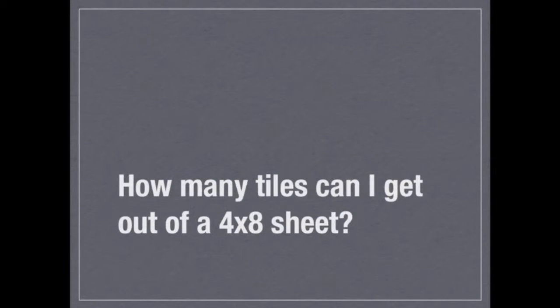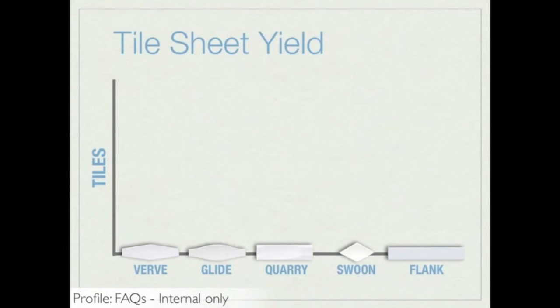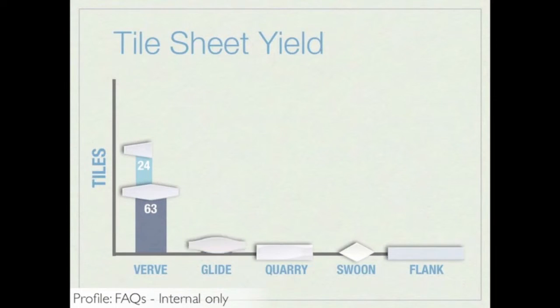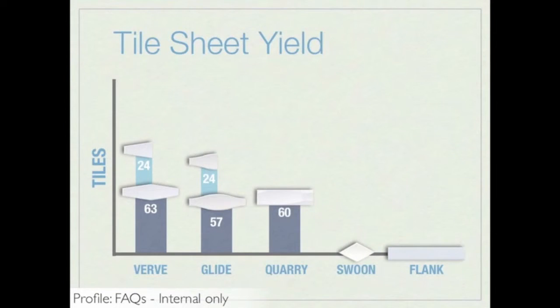How many tiles can I get out of a 4x8 sheet? Let's review the tile sheet yield for profile. Each tile type has a different sheet yield. For example, Verve yields 63 full tiles and 24 half tiles. Glide yields 57 full tiles and 24 half tiles. Quarry yields 60 full tiles.